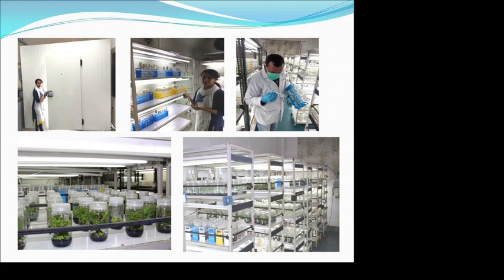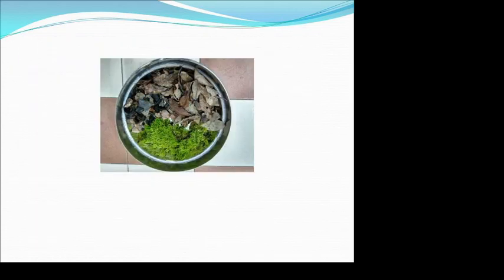In this growth room, basically the temperature is 24 to 25 degrees centigrade and 70% humidity is maintained. And the photoperiod depends on the type of plants that you are using for your culture experiments. Okay, once the plants are good enough or matured with good roots and shoots, they are ready to be acclimatized.